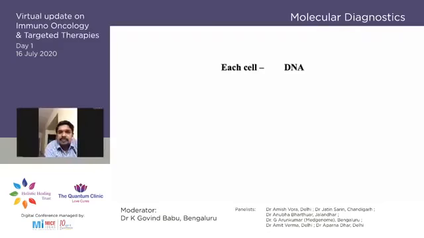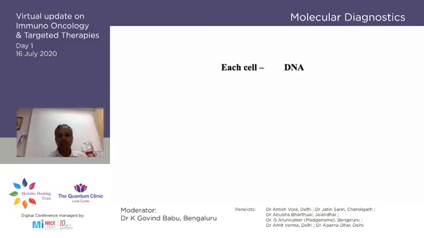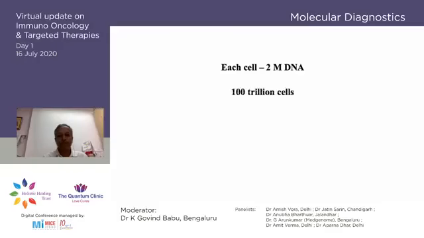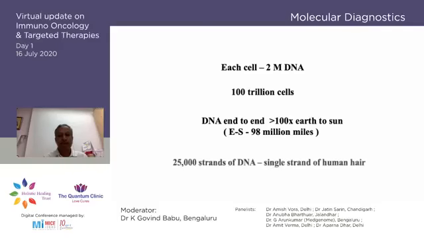So let me start with a small trivia. Each cell has DNA. Can anybody tell what is the length of this DNA strand? Okay, it's about 2 meters. And we have about 100 trillion cells in the body. And if you put the DNA end to end, it is more than 100 times the distance of Earth to Sun. Earth to Sun is 98 million miles. So that is how much information is stored in our whole body. And just to put the whole thing in perspective, about 25,000 strands of DNA, if put together, is equal to a single strand of human hair. So this is just to put everything in perspective so that we understand.